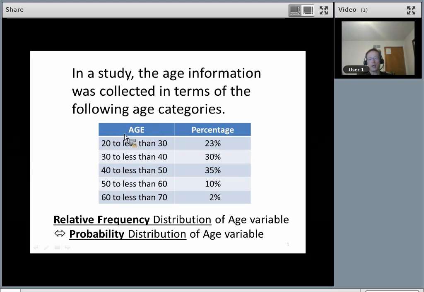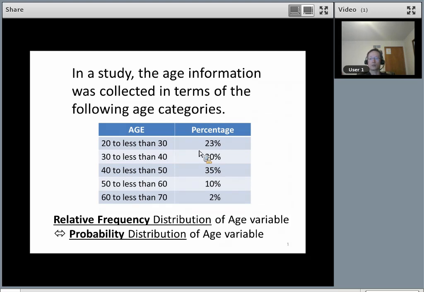For instance, I have the age distribution over here. I observe maybe a large sample or maybe even a population, right? And I realize the percentage for age between 20 to 30 is 23%, and 30 to 40 is 30%. So I get a percentage distribution, or relative frequency distribution, for this particular variable. Now, I guess this is common sense, right? So if I ask you, if I randomly pick a person from this population, how likely is this person's age to be between 20 to 30?